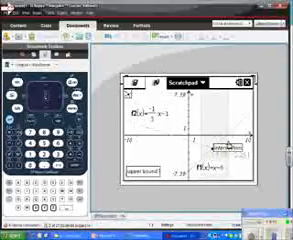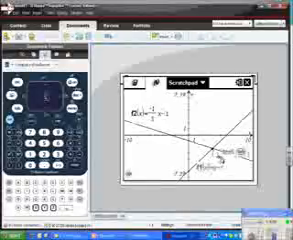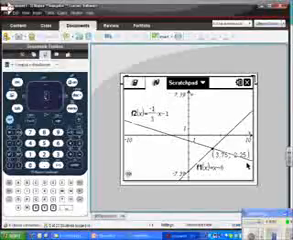Then it'll say upper bound, so you want to be on the right-hand side of that intersection point. Click or hit enter. And then you can see the intersection is 3.75, -2.25.